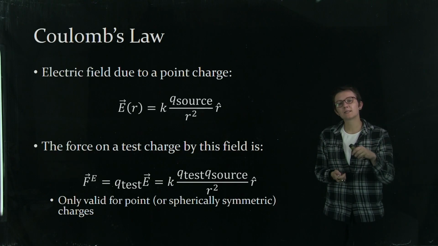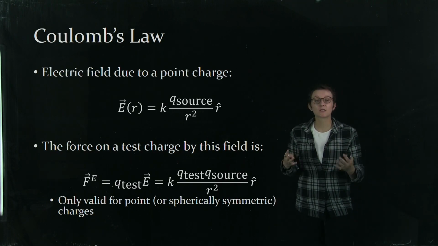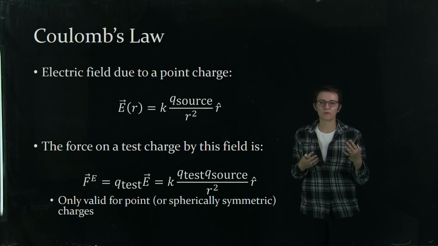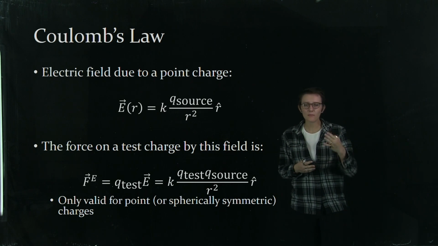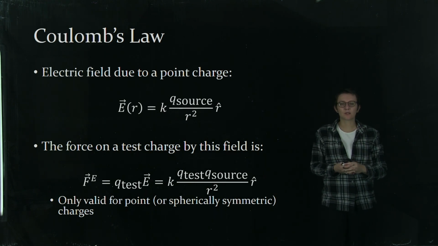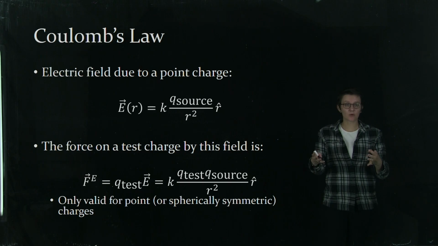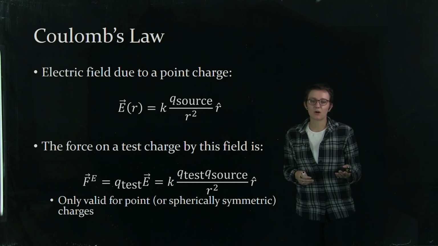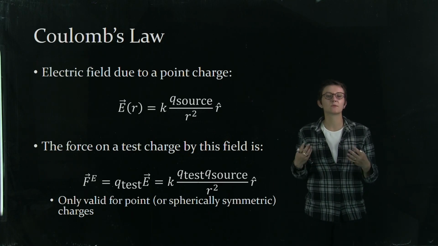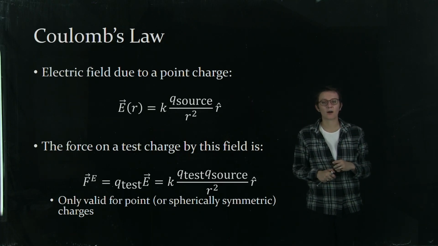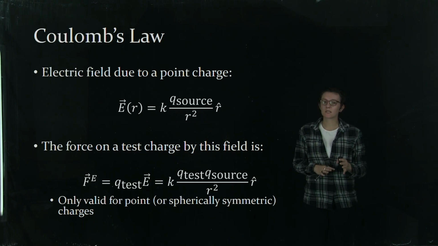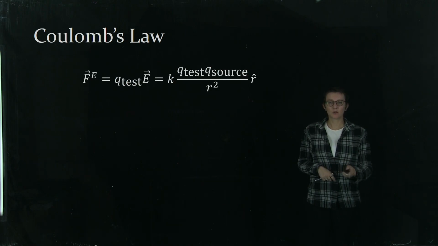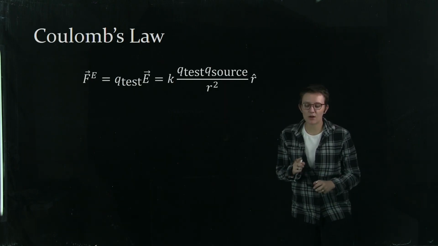And we know that if you put a test charge in that field, the force that that test charge is going to be experiencing is given by q test times that electric field. So now I'm taking that electric field and plugging it right into the equation for the electric force, and I get this equation called Coulomb's law, which tells us that the electric force on a test charge is equal to k times q test times q source divided by r squared times r hat. This is only valid for point sources or spherically symmetric charges, which we may see in the future, so watch out for that.